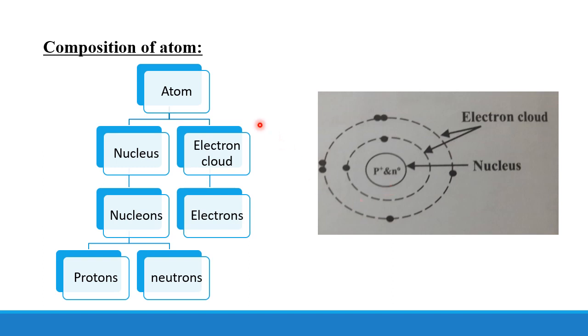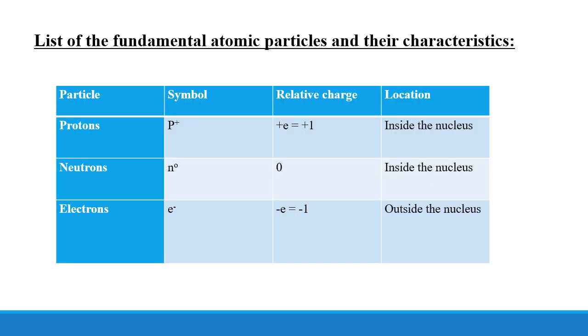As a conclusion, atom is composed of nucleus and electron cloud. Nucleus contains nucleons. Nucleons are protons, which are positively charged particles, and neutrons, which are uncharged particles. And the electron cloud contains electrons. Electrons are negatively charged particles.